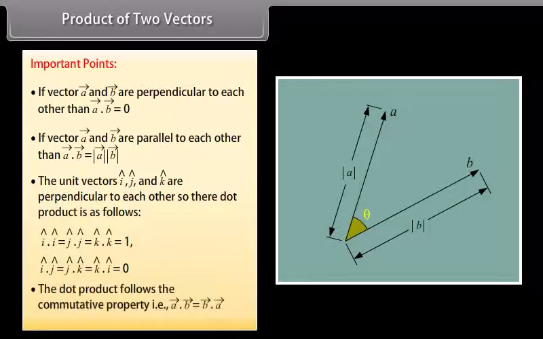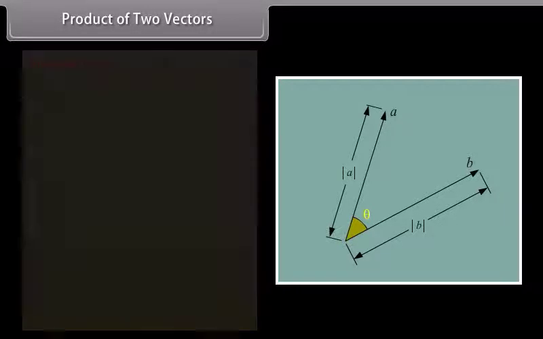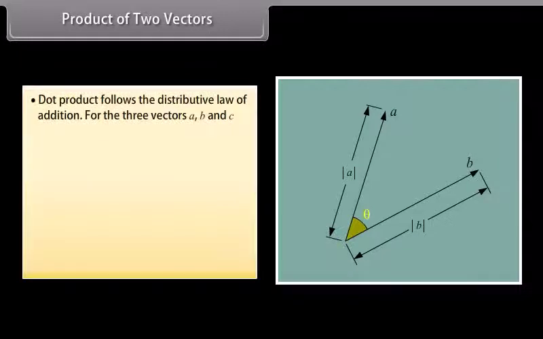The dot product follows the commutative property. That is, the dot product of vectors A and B is equal to the dot product of vectors B and A. The dot product follows the distributive law of addition for three vectors A, B and C. The dot product of vector A and vector B plus vector C is equal to the dot product of vectors A and B plus the dot product of vectors A and C.